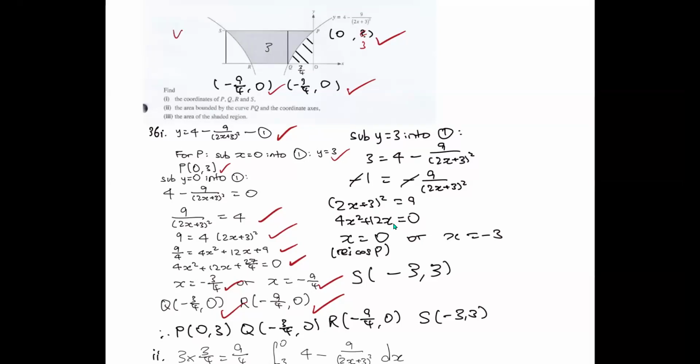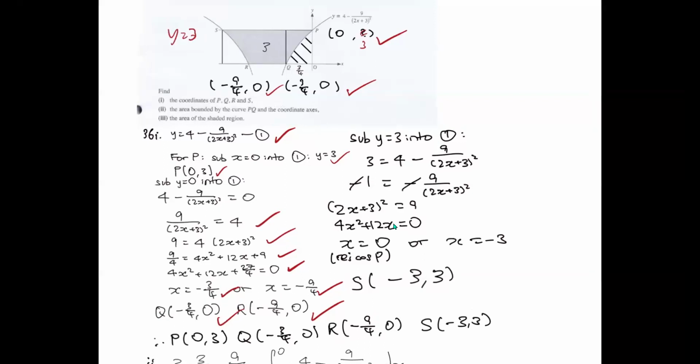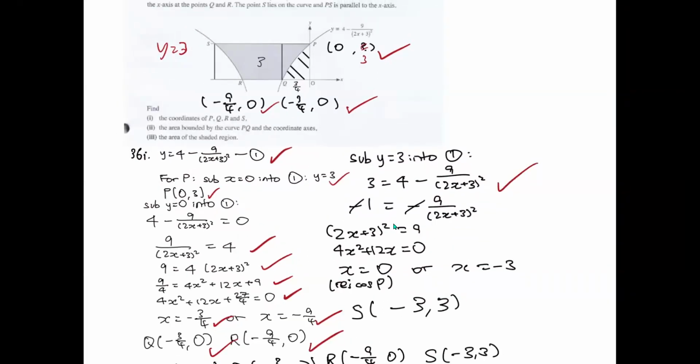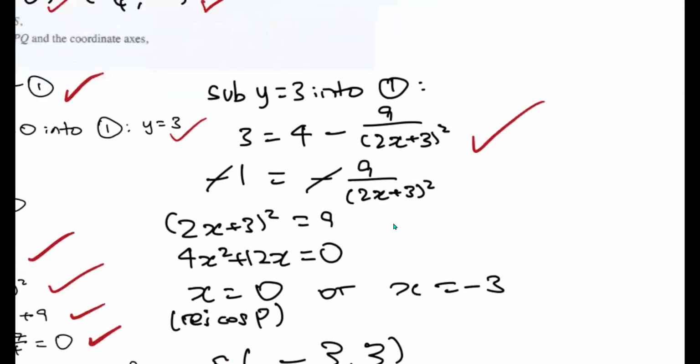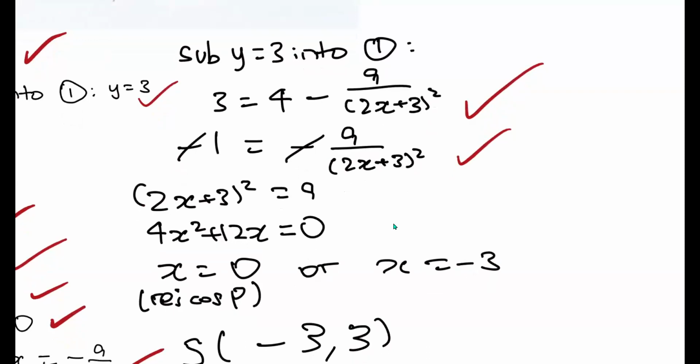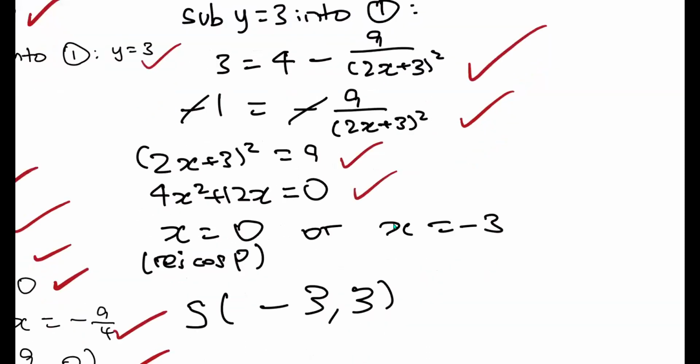Okay, S lies along y equal to 3, right? So we just sub in y equal to 3 into equation 1. So we get 3 equals 4 minus 9 over something squared. Then from there you can subtract the 4, you get -1. Divide by -1 on both sides, 1 equals 9 over the bracket squared. Cross multiply, you get this. Oh, sorry, no, you expand and then you subtract away a 9 on both sides.